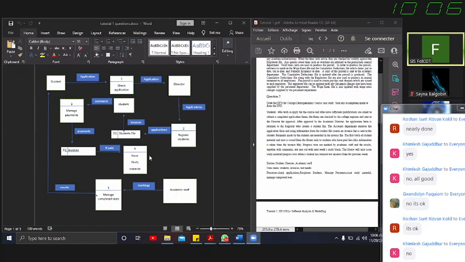Okay, and then you have manage completed tests. The academic staff provide the markings. This goes to student. There's no storage. You should store the result somewhere, I guess.